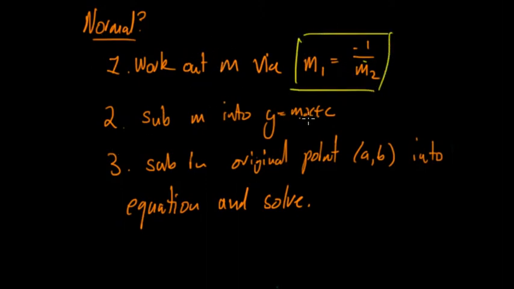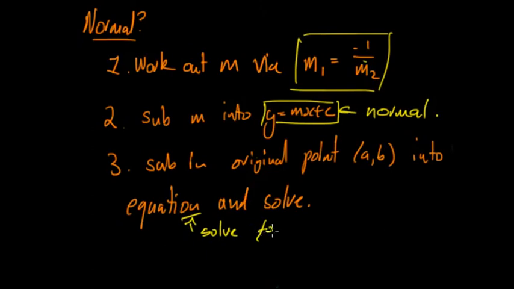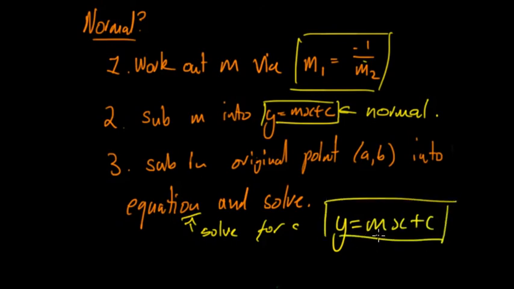So you sub m into y equals mx plus c. Sub the gradient into the equation of the normal, which once again is a linear line. Then you can sub the original point (a, b) into the equation, and this is to solve for c. Once you have that, you'll have the equation of the normal in the form y equals mx plus c. However, note that the m's will be different for the tangent and the normal, and because of that, the c's will also be different as well.